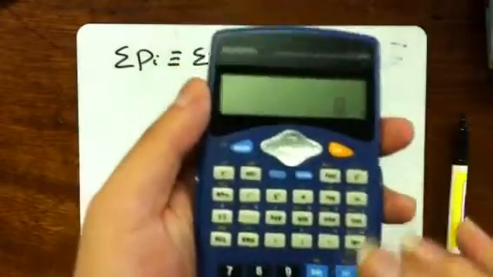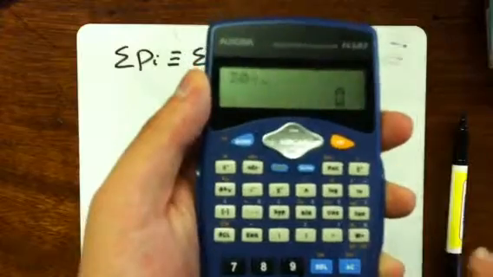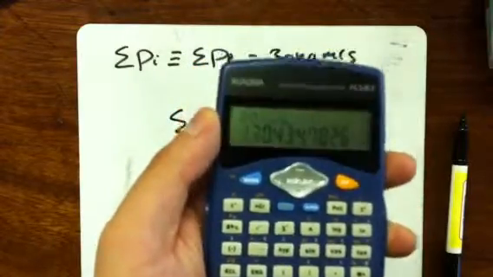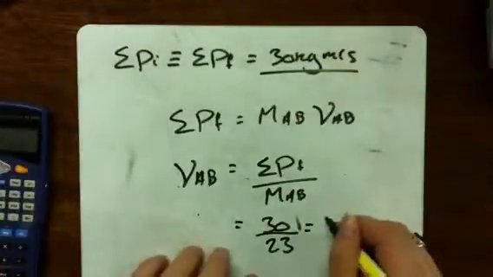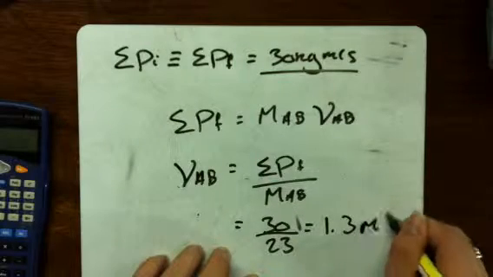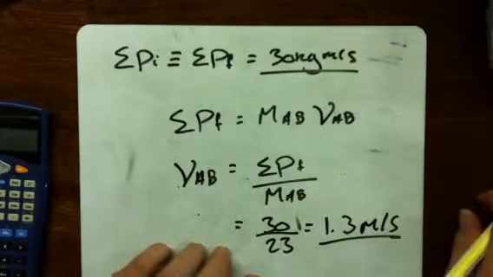Should be able to see that. 30 divided by 23 equals 1.3. And remember our units, meters per second. And that's it, a very, very short video, but potentially a very, very easy problem.